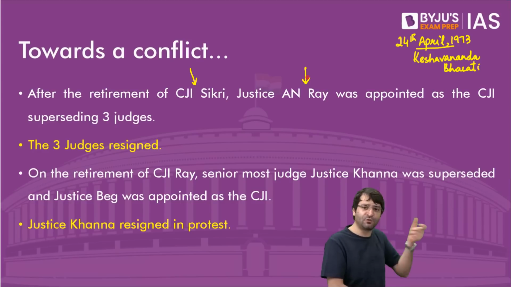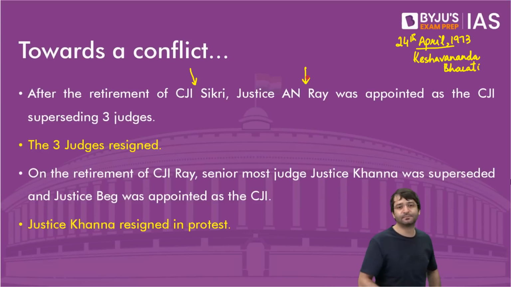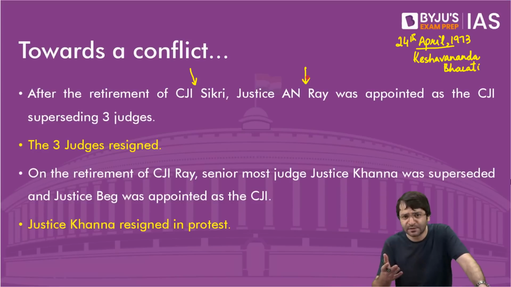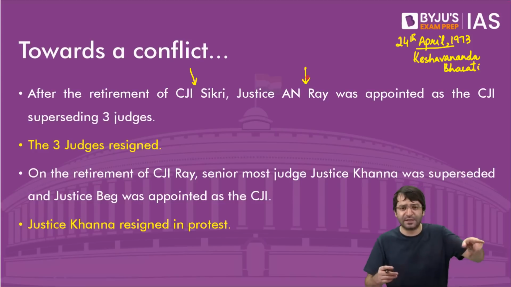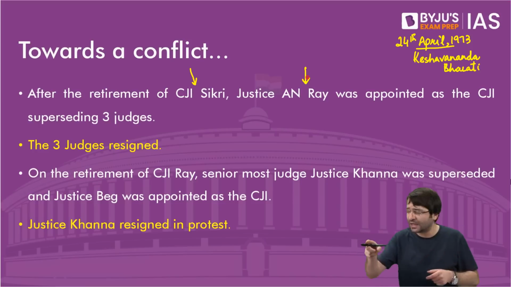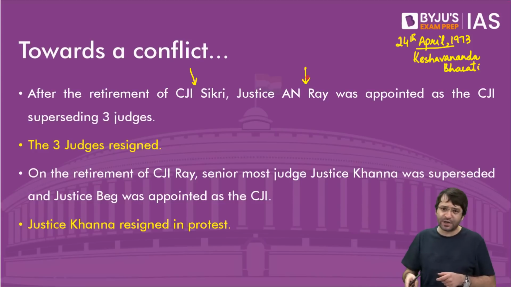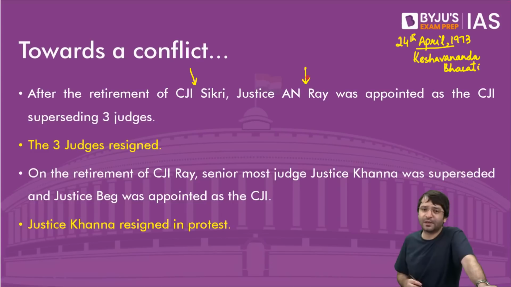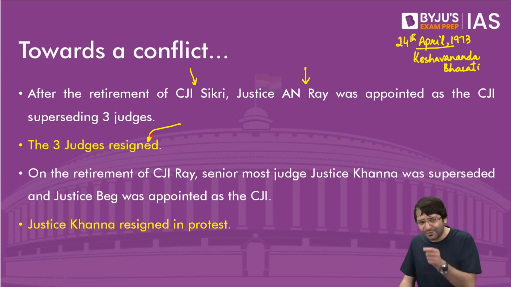Justice A.N. Ray was appointed as the Chief Justice of India by the President, which basically means the Prime Minister recommended to the President that Justice A.N. Ray should be appointed as the Chief Justice of India. What did these 3 other judges do? They resigned. And why was Justice A.N. Ray handpicked? We come to know very soon.